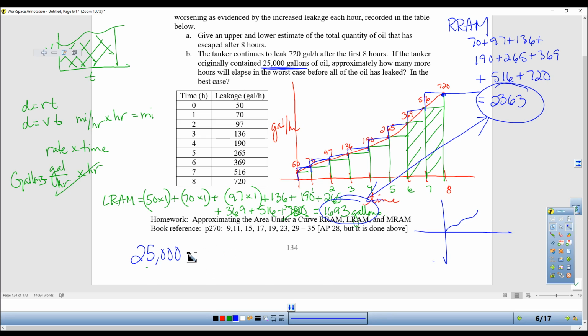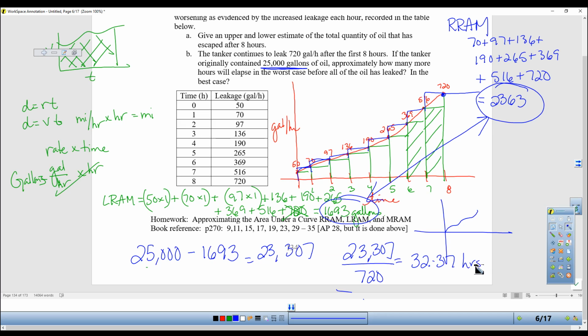So we take our 25,000 and we subtract the 1,693 that have already been for sure let out, because that's the least possible amount. That gives us 23,307. And now I'm going to say 23,307 divided by 720 gallons. That'll tell me that there's about 32.37 hours left.